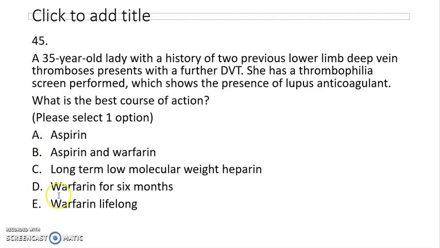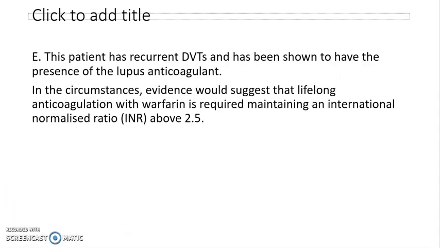So the answer is E. We have to give lifelong warfarin to this patient. The evidence suggests that we give this patient lifelong warfarin because of the 2 DVTs and another DVT, and because of the presence of the lupus anticoagulant. And we have to give them warfarin lifelong and maintain an INR, international normalized ratio, of above 2.5.